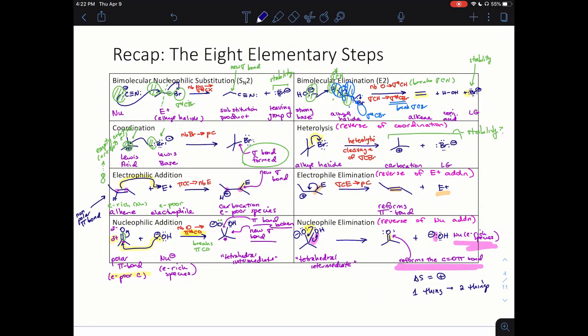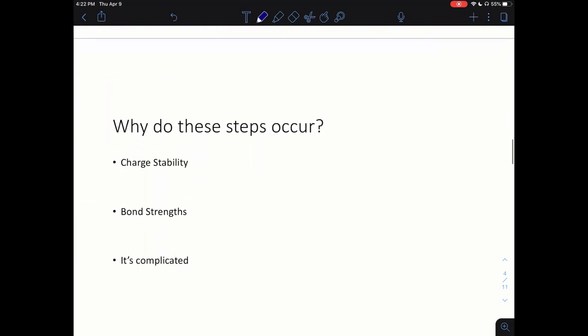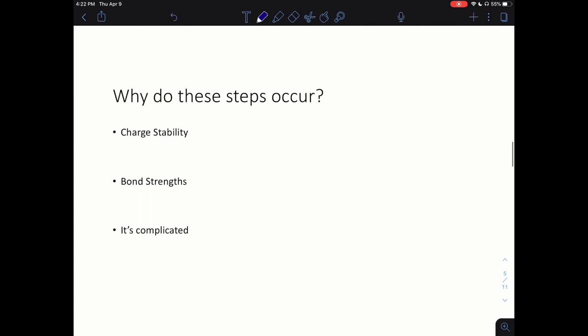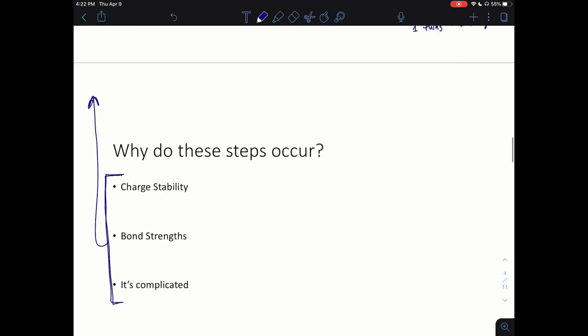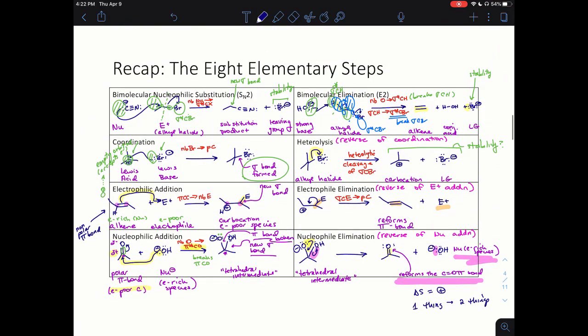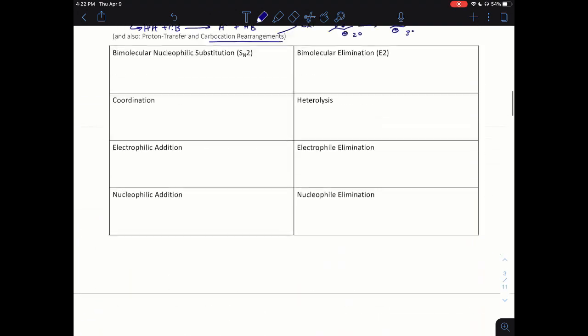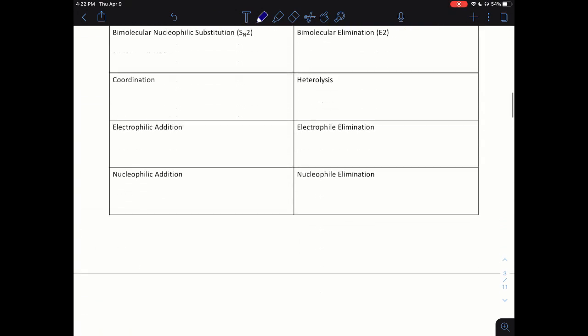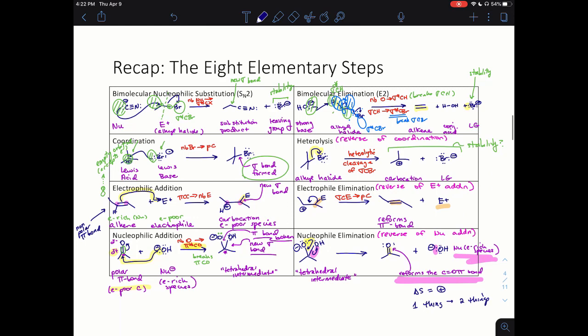Okay, so I've given you a lot to think about here. And there's been three main themes: charge stability, bond strengths, and it's complicated. I would like for you to think about where we used these three factors to describe what's going on in these 8 elementary steps, because we're excluding proton transfer and carbocation rearrangements just because 8's already a lot.